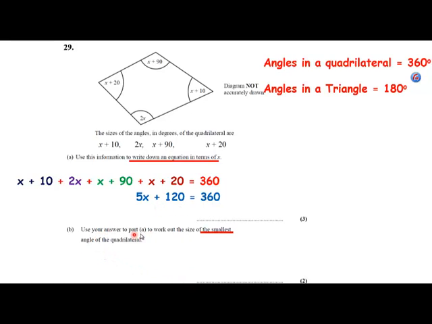In part B, it says use your answer to part A to work out the size of the smallest angle of the quadrilateral. So effectively now they're telling us to solve this, use our value for x to work out all the angles and then decide which one's the smallest. So we start off with the equation that we've just worked out. 5x plus 120 is equal to 360. I need to get rid of the 120, so I'm going to take away 120 from 360. 360 take away 120 is 240.